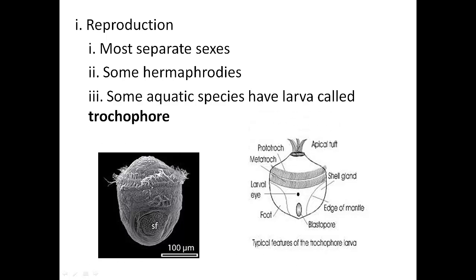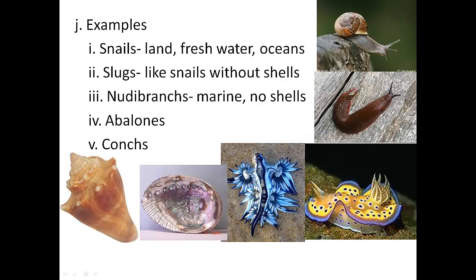And if you have aquatic species, they have larvae, and one type of larva you can see in the picture here is called a trochophore. Examples. You don't need to write the extra information, but I would write down that examples are snails, slugs, so that's top picture here, snail, slug. Nudibranchs are really, really cool. They're marine, they're very, very colorful. Abalones and conchs. Conch shells are probably one thing that you do recognize.